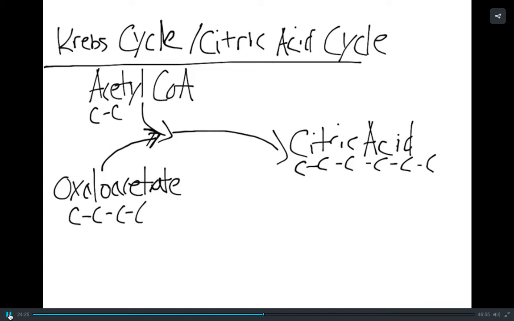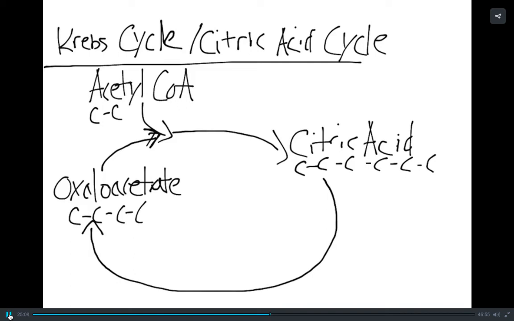Now, from this step, there are a series of steps that eventually get us back to oxaloacetate. The citric acid gets turned into a different compound, and that gets turned into a different compound, et cetera, all the way until we get back to this oxaloacetate. For this course, you don't need to know those other compounds. What you need to know is that acetyl-CoA combines with oxaloacetate, forming citric acid, and at the very end of this cycle, it turns back into oxaloacetate. You need to know that. You don't really need to know these intermediary steps.